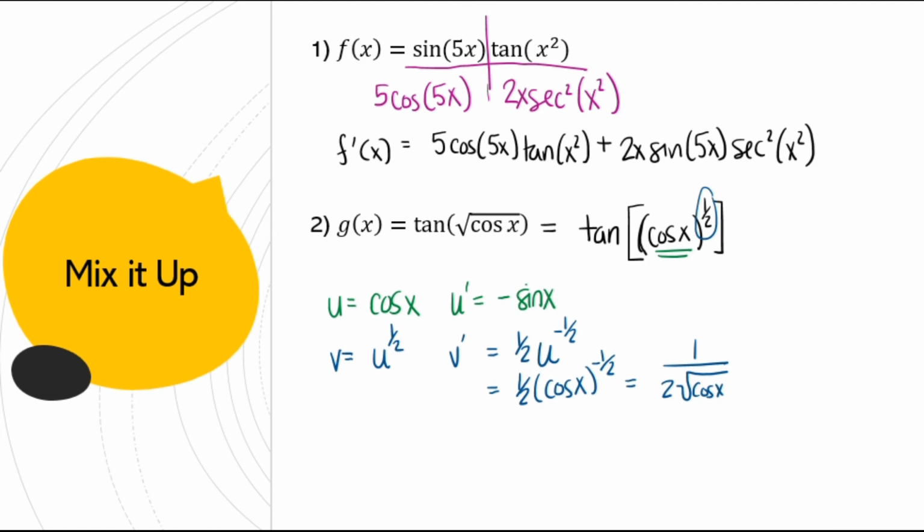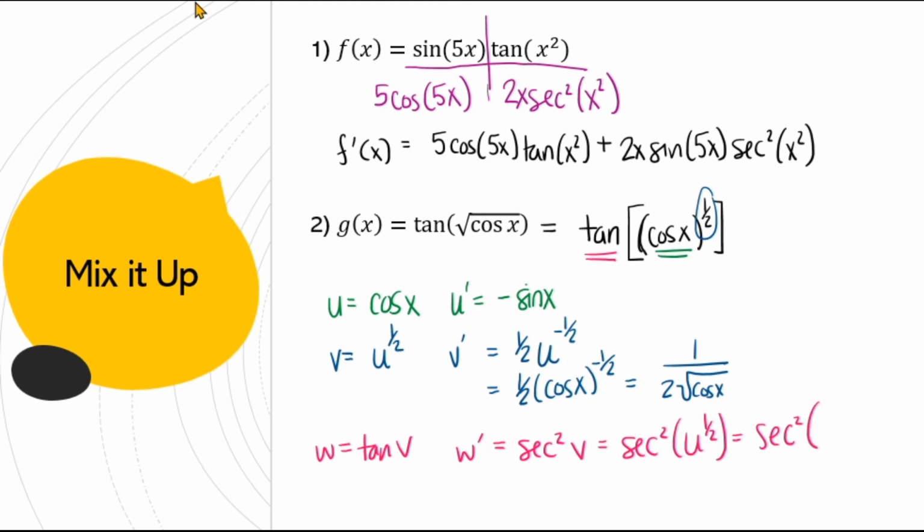And our final layer comes with the tangent. So we have w is the tangent of v, which means the derivative, w prime, is going to be secant squared v, which is equal to secant squared of u to the power of 1/2, which is equal to secant squared of root cosine x.